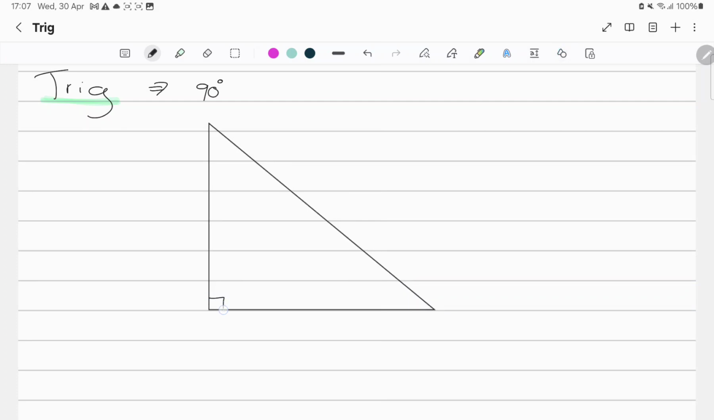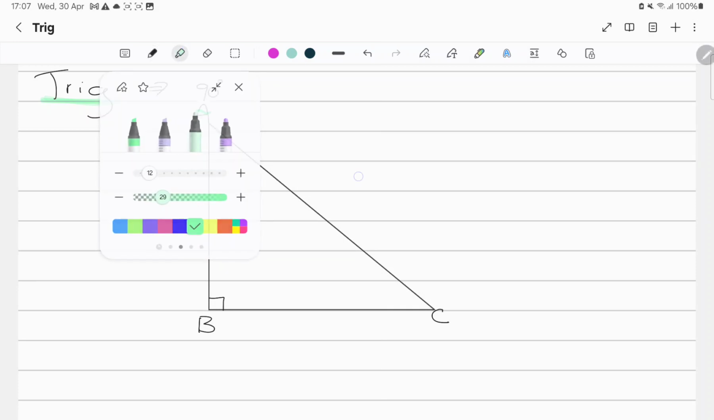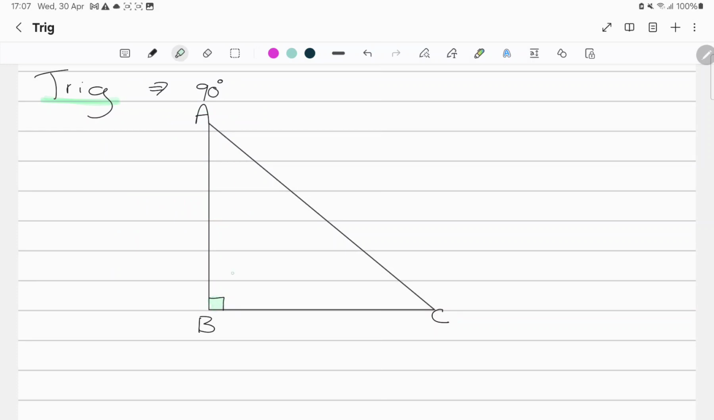Okay, so there's my 90 degrees. Let's call it triangle ABC. Now the first thing you always need to do is identify where your hypotenuse is. Remember, your hypotenuse is always across from your 90-degree angle. So if my 90-degree angle is at B, if I draw a line straight to the other side, I see that my hypotenuse will be on AC. So line AC will be my hypotenuse.